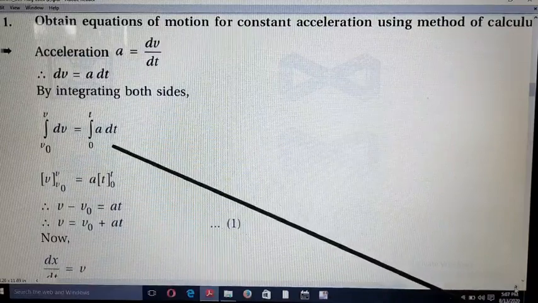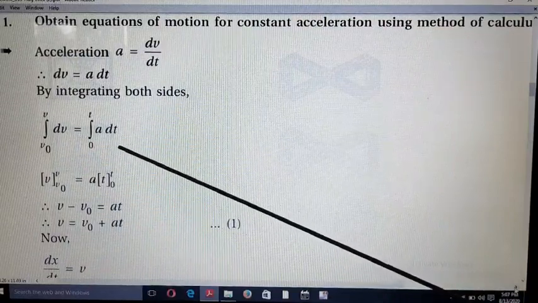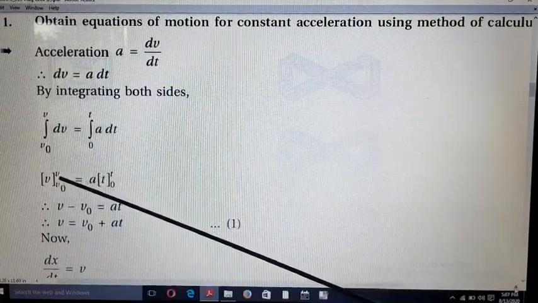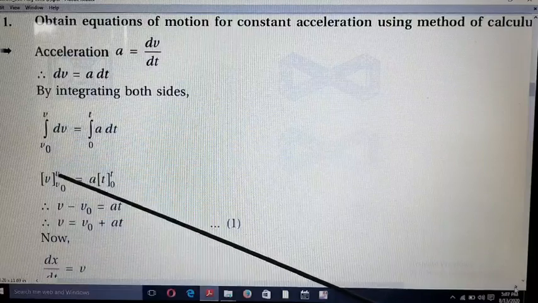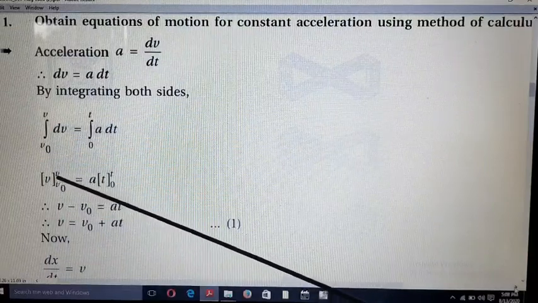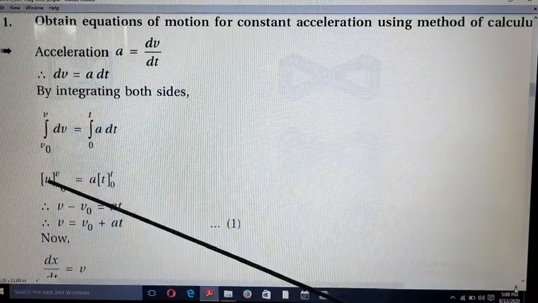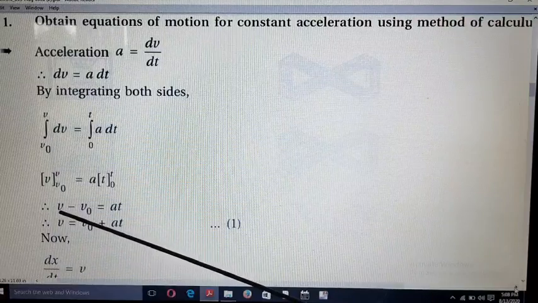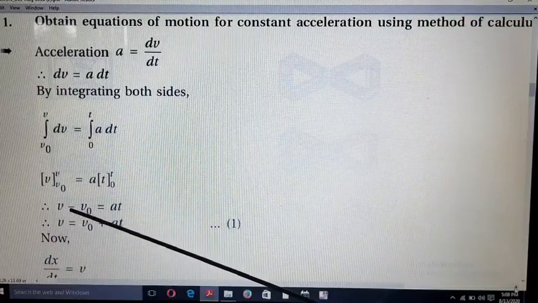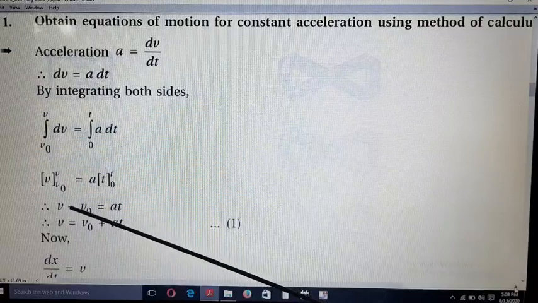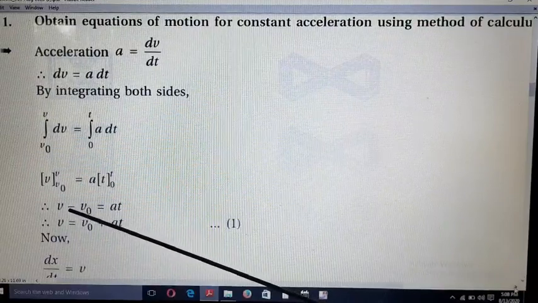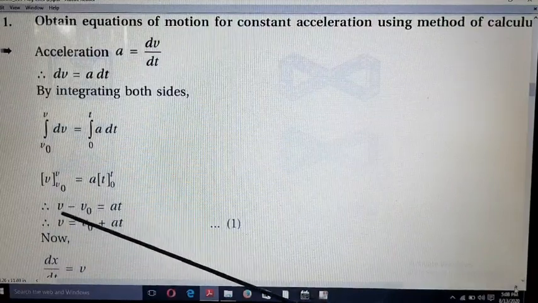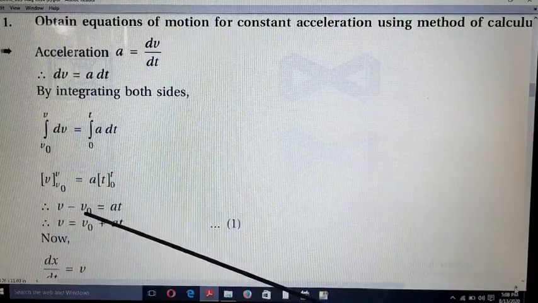So after integration, now we substitute the value of upper limit and lower limit. First of all we put the value of the upper limit. Instead we can write v, since v is the upper limit. So here we get v, and between upper limit and lower limit we always take a negative sign. Again, instead we write the lower limit v0. Means we get v minus v0.